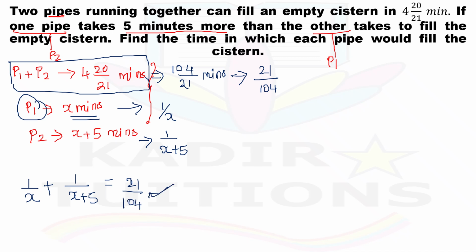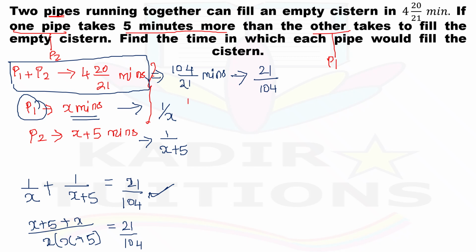Now we are going to do certain calculations. On the LHS we will take the LCM, and the RHS stays the same. Then we will do the cross multiplication. At last we'll get a quadratic equation. So now we'll proceed with this. If I take the LCM over here, it is X into X plus 5. And in the numerator we will have X plus 5 plus X, which is equal to 21 by 104.